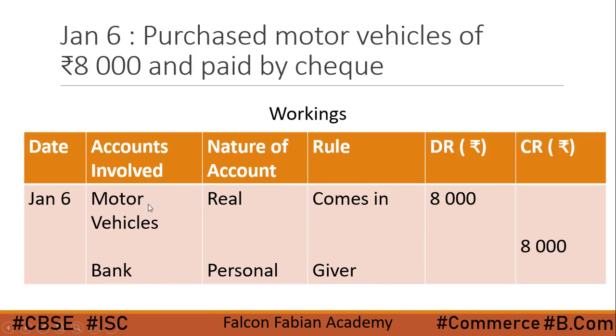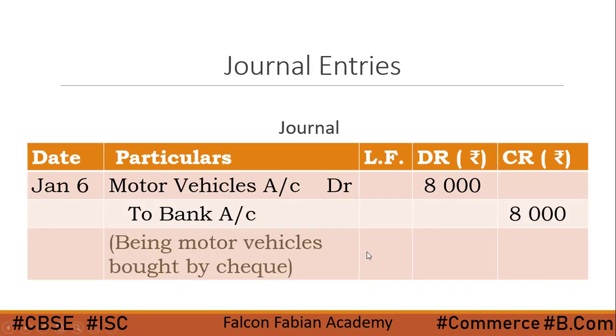So the rule for real account is going to be applied to motor vehicles account. Motor vehicles is coming in the business, therefore it will be debited. The rule for personal account is going to be applied to bank. Bank is the giver in this transaction, therefore bank account would be credited by amount 8,000. Now let's record the entry in the journal. So where you had recorded the entry of January 5, you will leave a line and record the entry for January 6. So first you will write the debit entry, then the credit entry, and then the narrative.